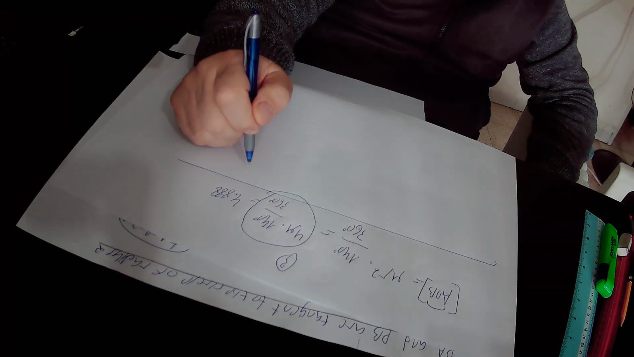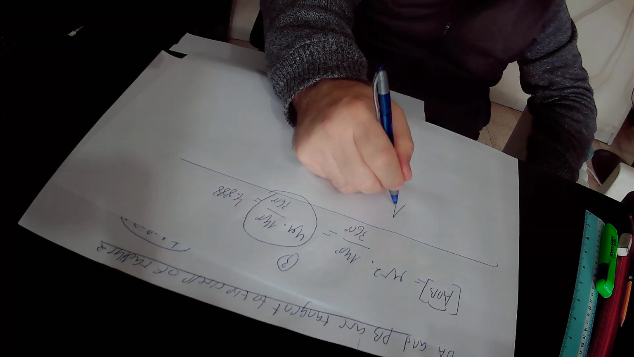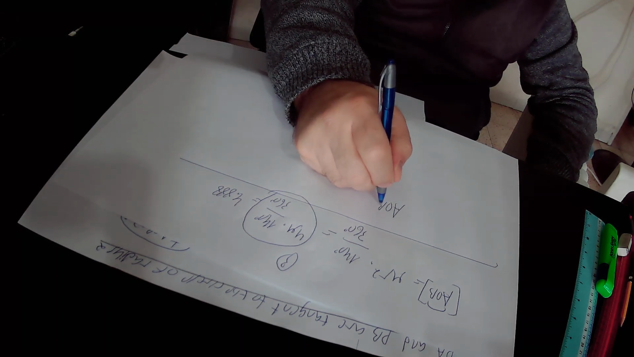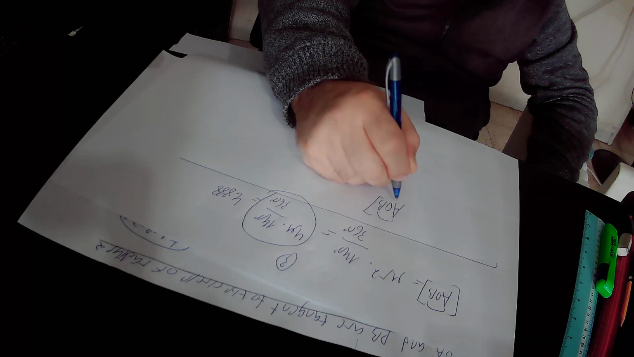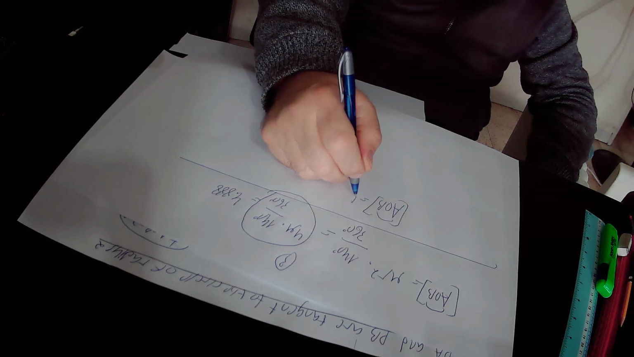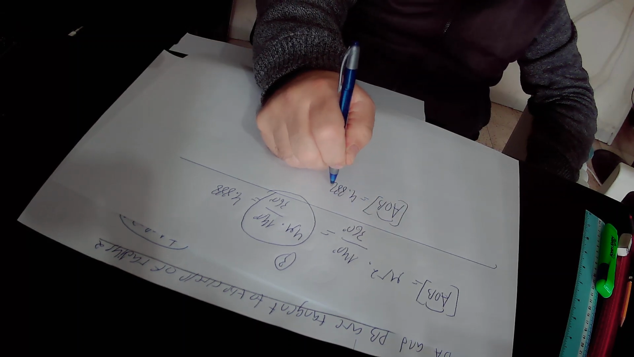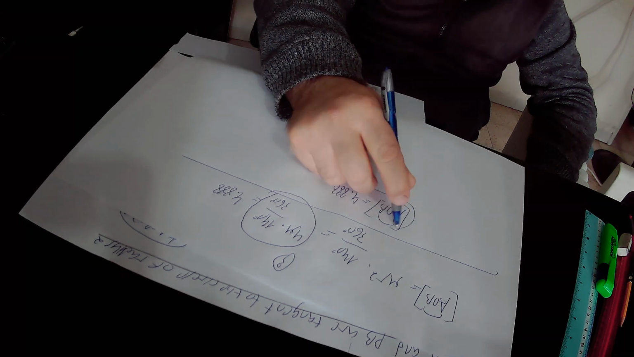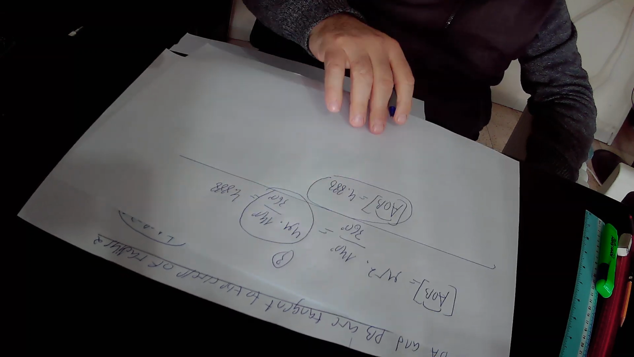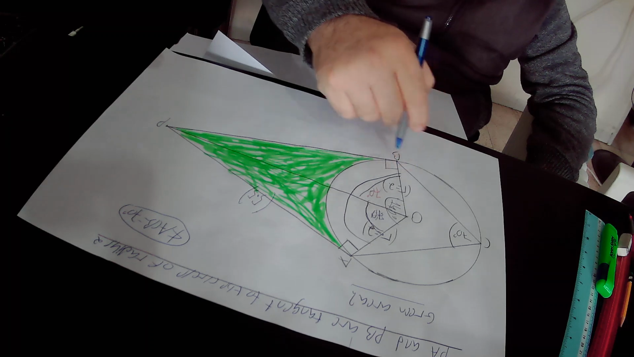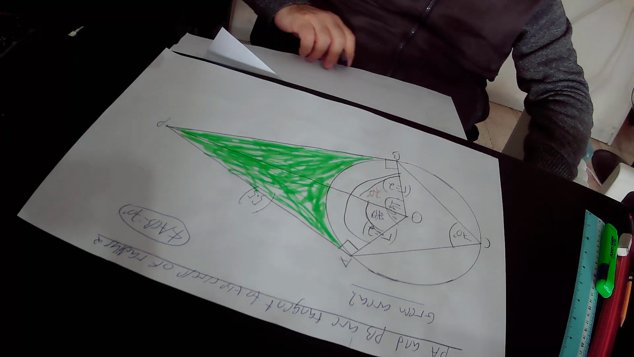So this expression in total, 4 pi times 140 degrees over 360 degrees, is equal to 4.888 square units. In conclusion, we found out that the area of sector AOB is equal to 4.888 square units.